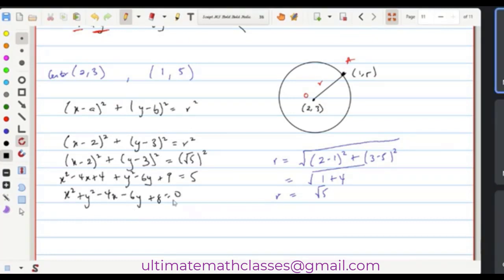Okay, that is good. Let's take another one. Find the equation of the circle with center 3, negative 4, passing through the point 3, 0. With center 3, negative 4, and passing through the point 3, 0.